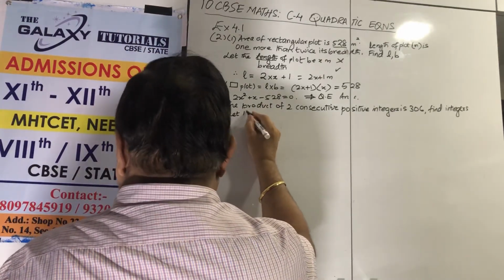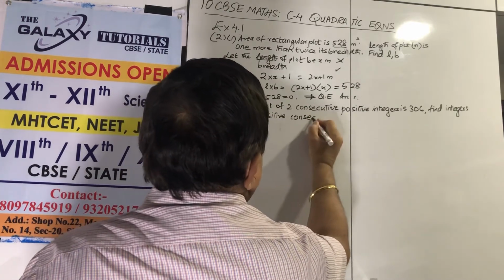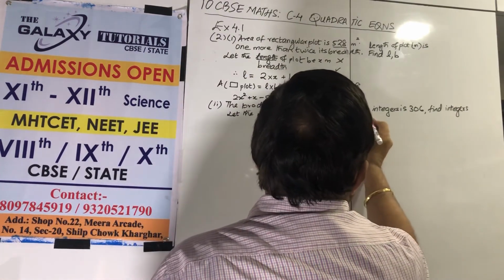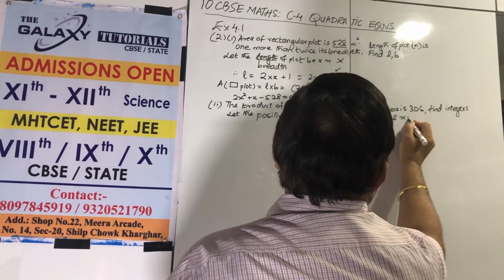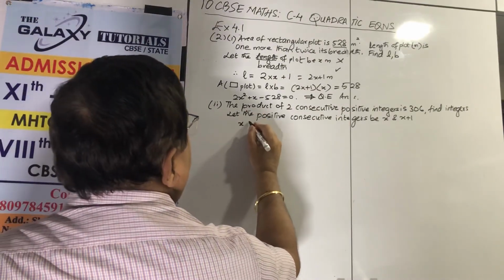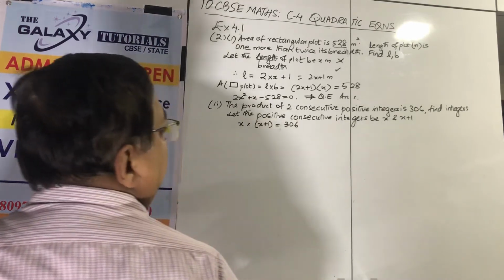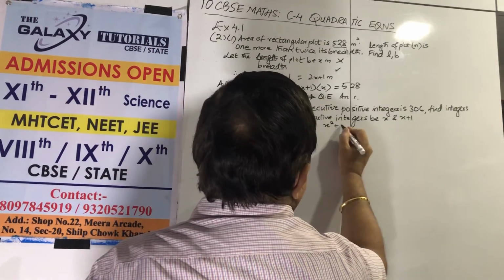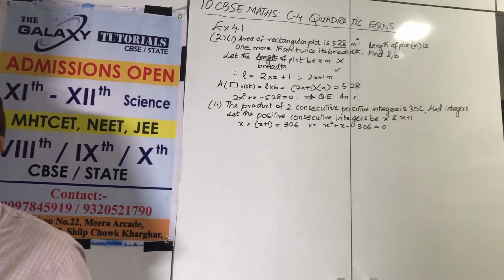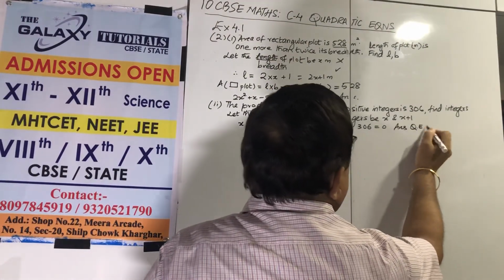Let the consecutive positive integers be x and x plus 1. Now we are told product. Product means multiply. X times x plus 1 is 306, or x square plus x minus 306 is equal to 0 is the answer they require, my friends. This is the quadratic equation.